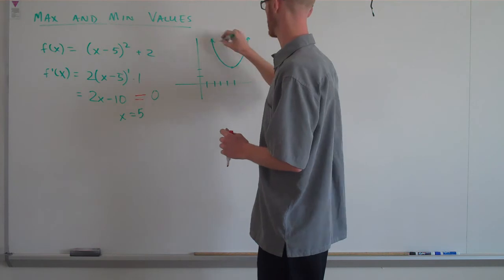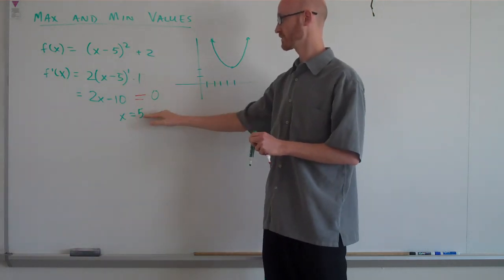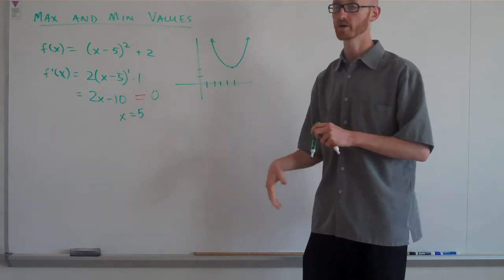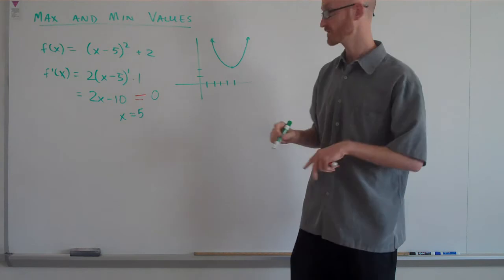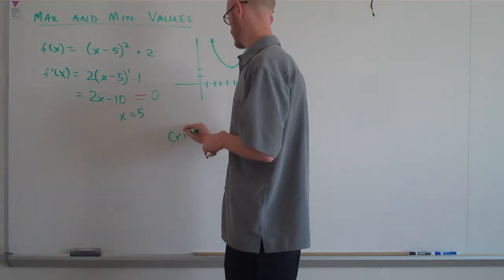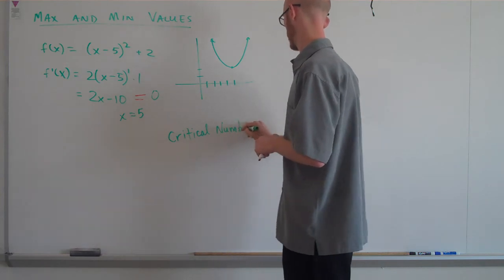So I used a well-known function, obviously purposefully here. But we found the derivative, we set it equal to 0, and then we found the point. We call these things critical numbers. Okay, there's two ways to find critical numbers. And this is definitely something you should make note of.